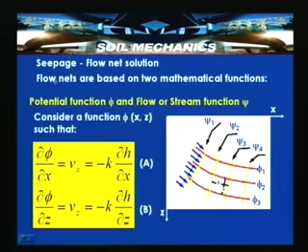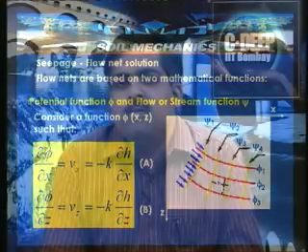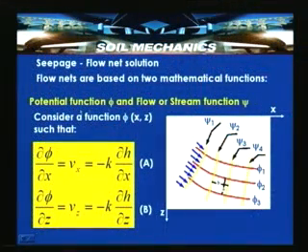So, when we come to this particular flow net, we said that there are two families of curves. One is, please note, flow lines, and another one is equipotential lines. We will come to the details of definitions later, but consider that the equipotential lines are represented by potential functions, say phi. Similarly, these flow lines are represented by a stream function or flow function psi. So, here flow nets are based on two mathematical functions, potential function phi and flow or stream function psi.